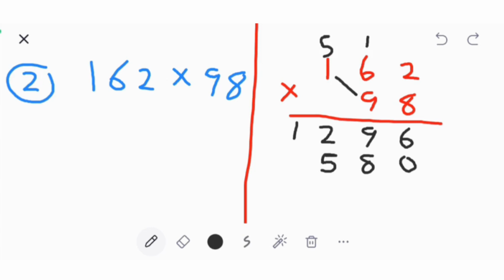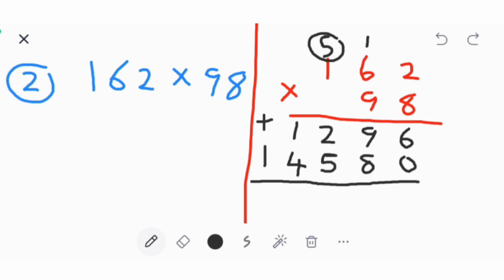Then 9 visits 1. You do 9 times 1, which is 9, plus the 5 on top, plus this 5, you have 14. Write down the full 14 because 9 has visited all his friends at the top. Then you add 6 plus 0 is 6.